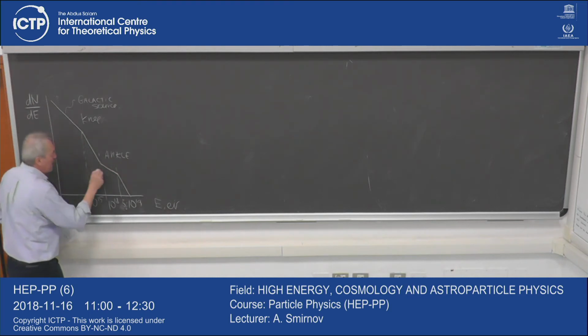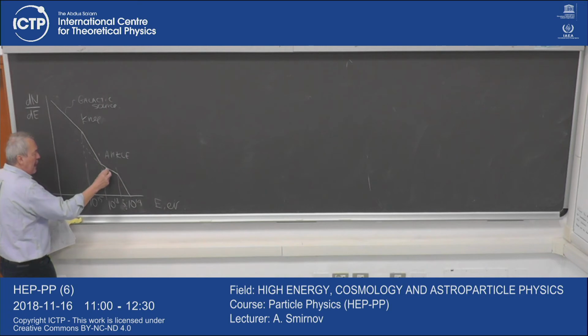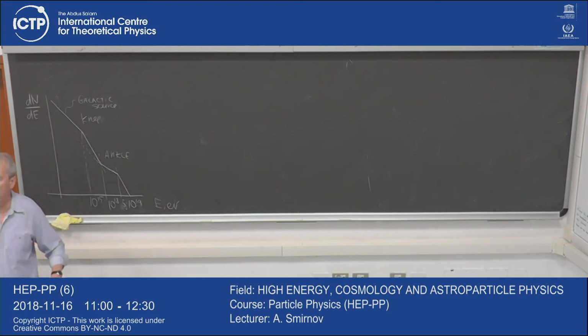Here, this ankle can be interpreted as follows. These are galactic, and here we meet already flux coming from outside of our galaxy, from extragalactic sources. So here is the flux of extragalactic sources.